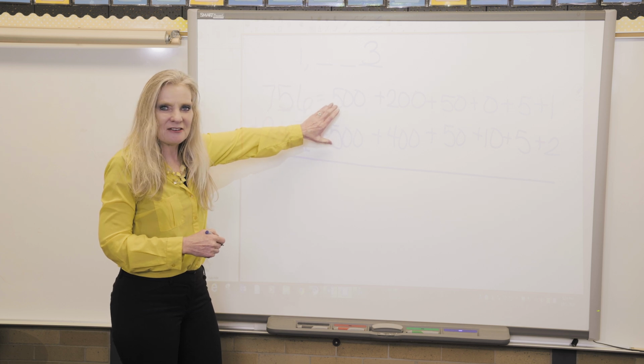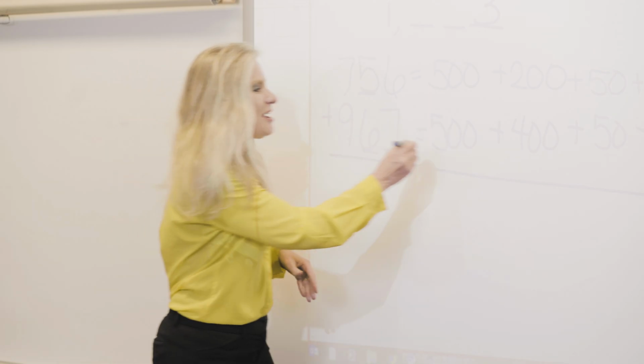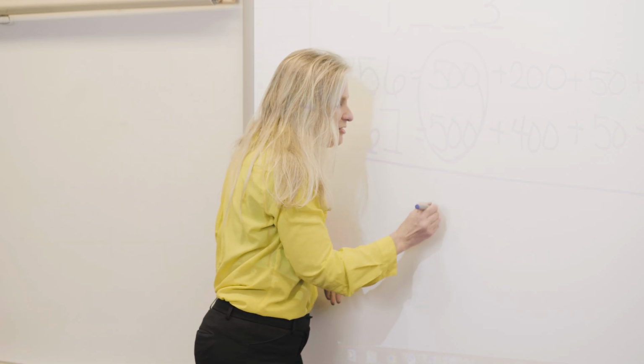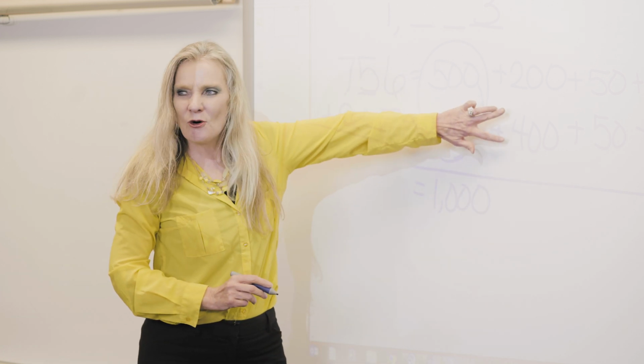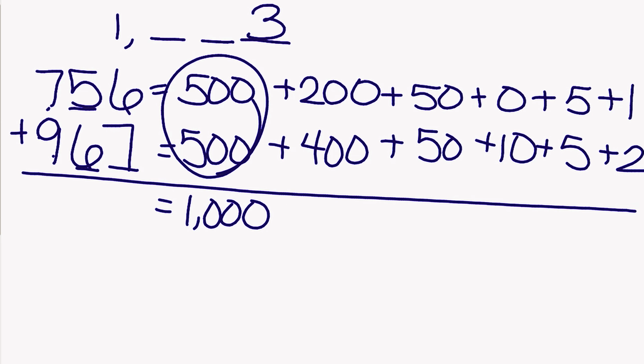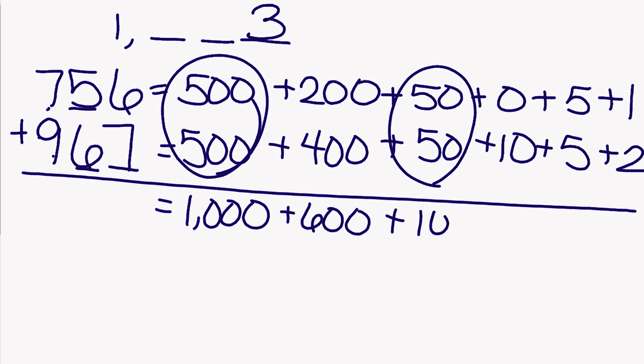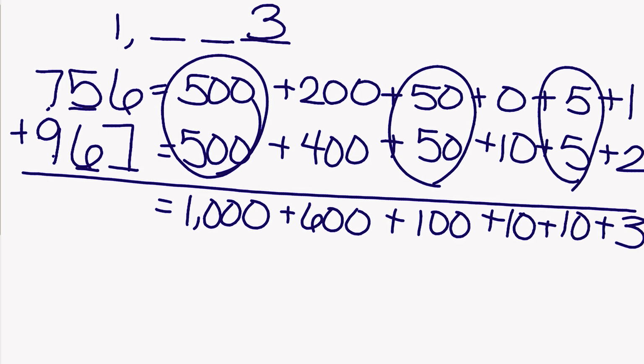We see a 500 and 500 and we're like, yes, we have a 500. And at 500, we circle it, we write 1,000. 400 plus 200 equals 600. 50 plus 50, yes, we have 100. 10 plus 0 is 10. 5 plus 5 is that great 10 again. 2 plus 1 is 3.